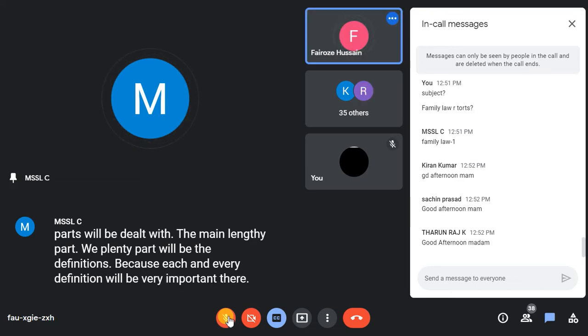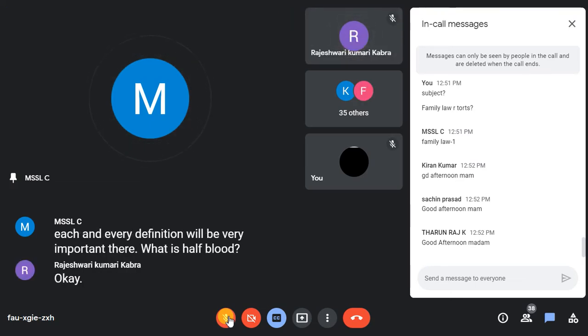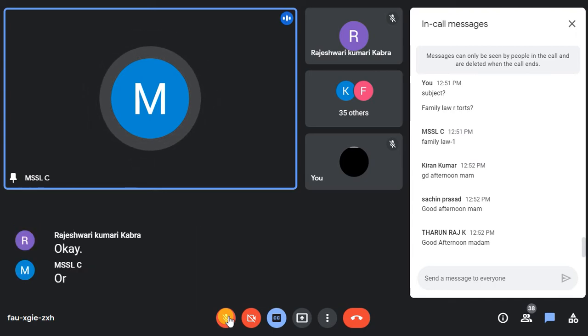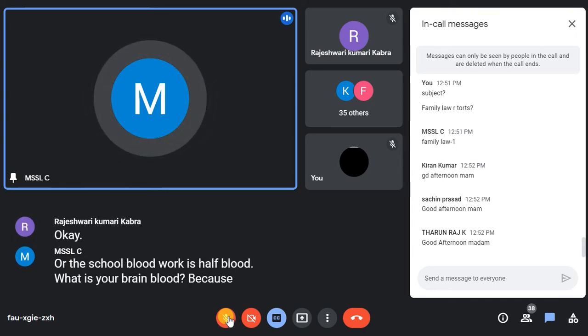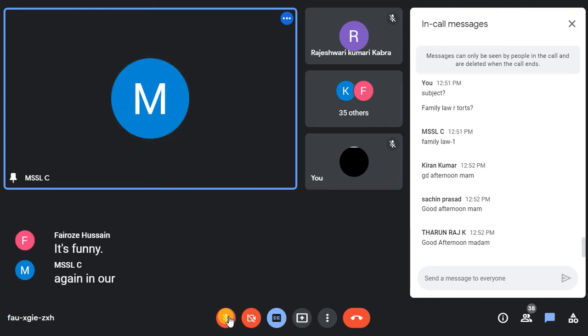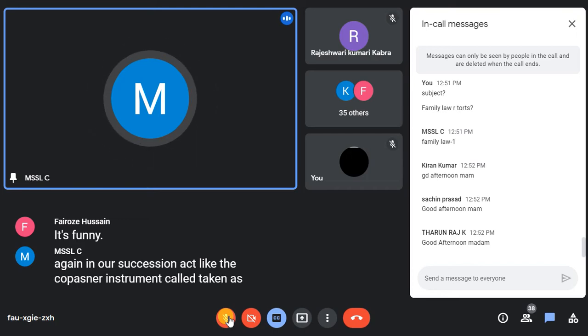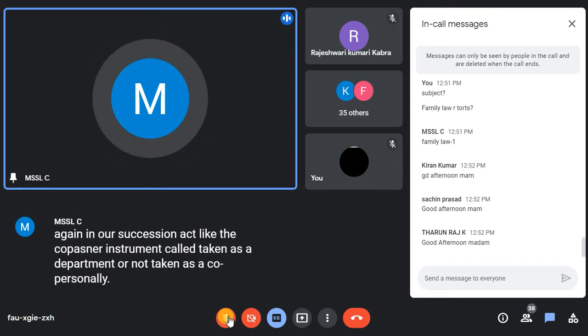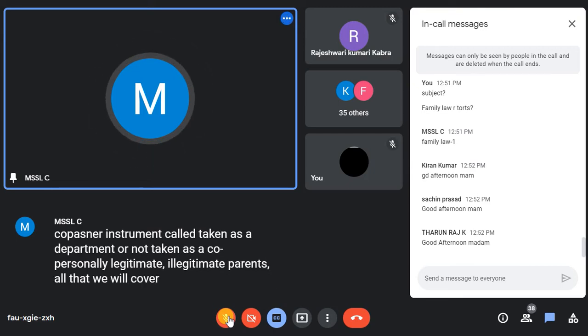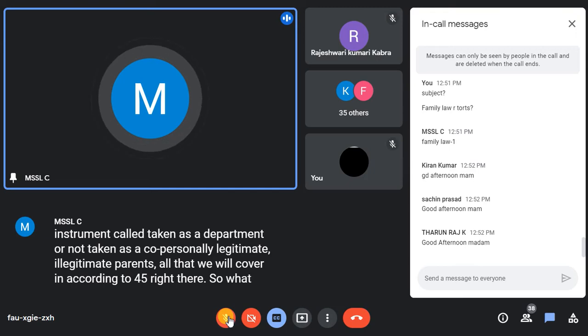What is half blood? What is full blood? What is uterine blood? Because those all will be affecting again in our Succession Act, like who will be taken as a co-partner or not taken as a co-partner, legitimate and illegitimate children. All that we will cover according to codified law there. So do you have any doubts in unit 1?